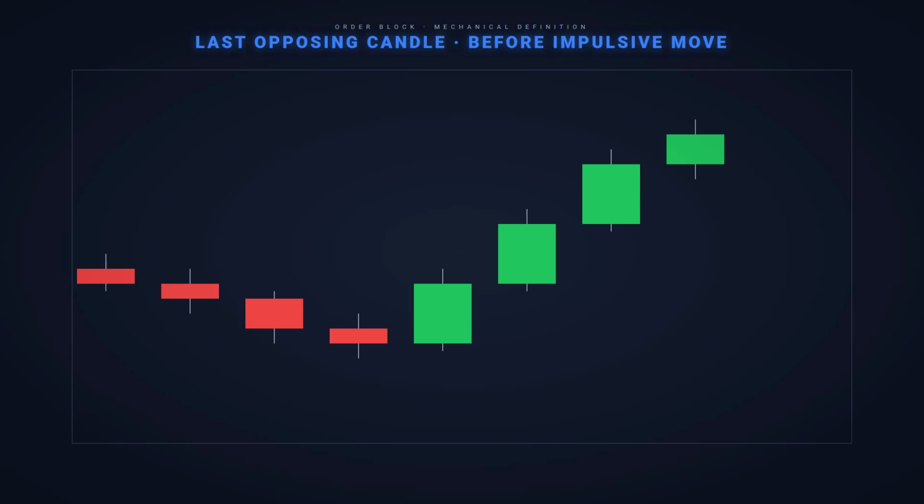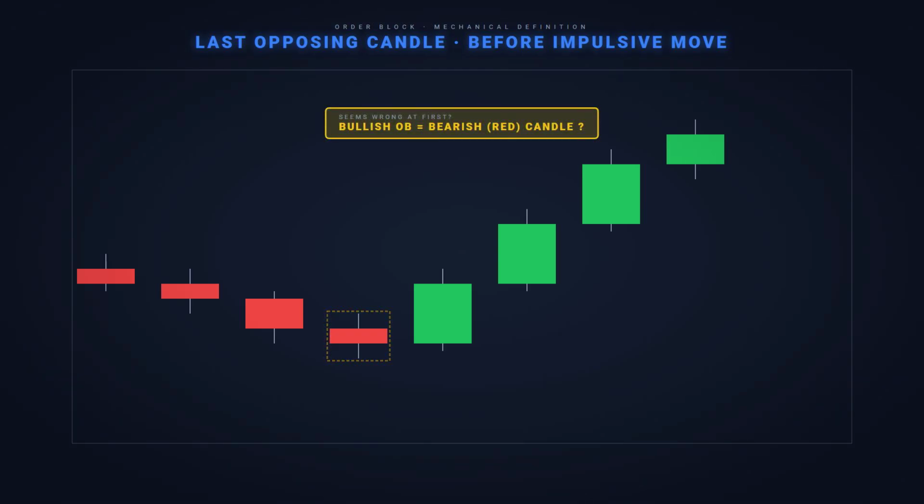An order block, in mechanical terms, is the last opposing candle before a significant impulsive move. Let's unpack that precisely. If you have a strong bullish impulse, a sharp move up that broke a swing high, look at the candle directly before that impulse began. In most cases, that candle is bearish. It's red, and that seems wrong at first. Why would the zone that caused a bullish explosion be a bearish candle?